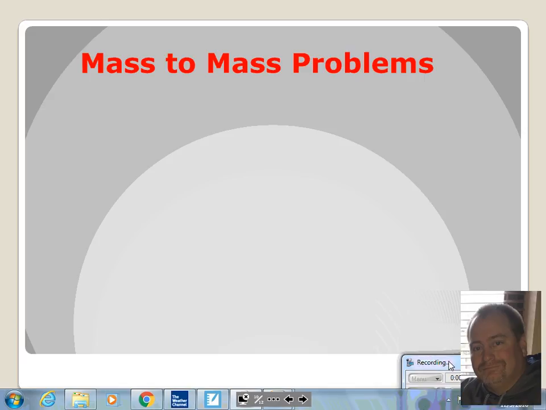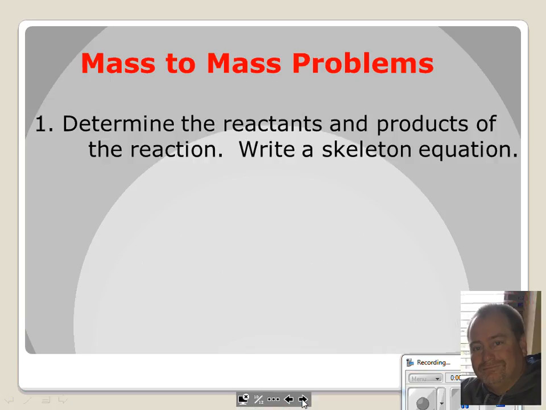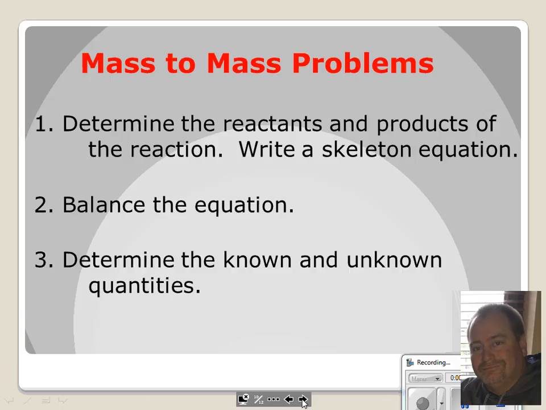Now, just reviewing our mass-to-mass problems, we know that we need a balanced equation. So the first two steps deal with balancing the equation. Okay, we need to determine what is known and what is unknown. That's all review. We have to do this.